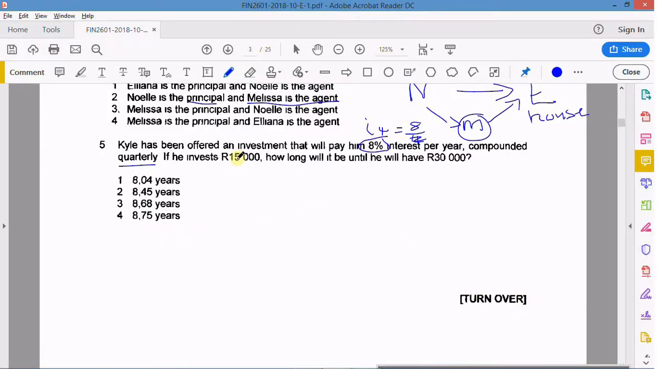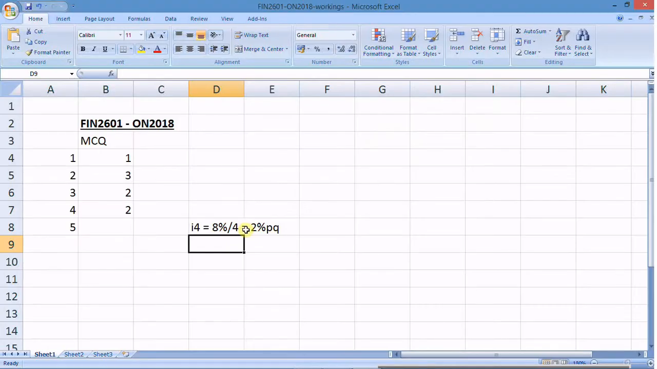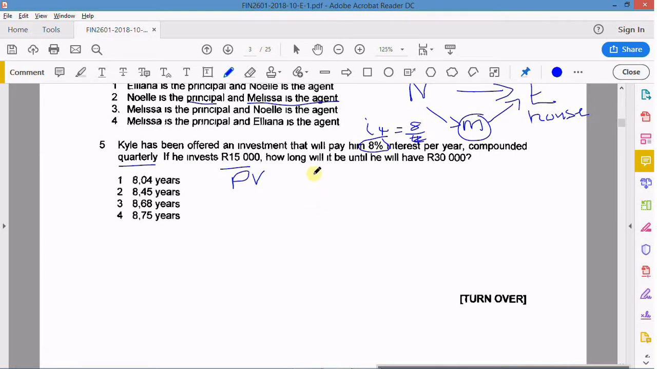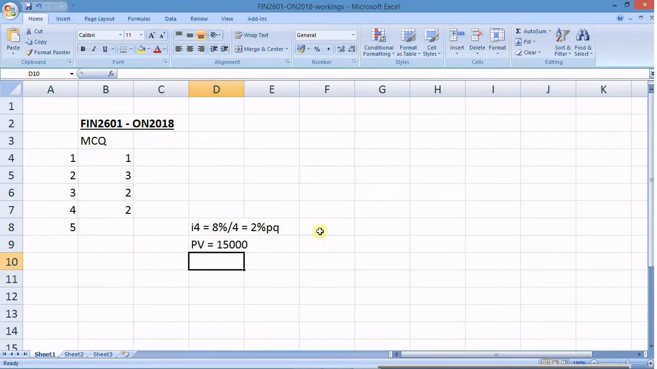Right, if he invests 15,000, then I just write down PV. He's investing 15,000. How long will it be until... That's future value. So we're working out N. Exactly. Future value equals 30,000. So he's basically doubling his money, and they want you to solve for N. Type that into your calculator, and let's see what you get.